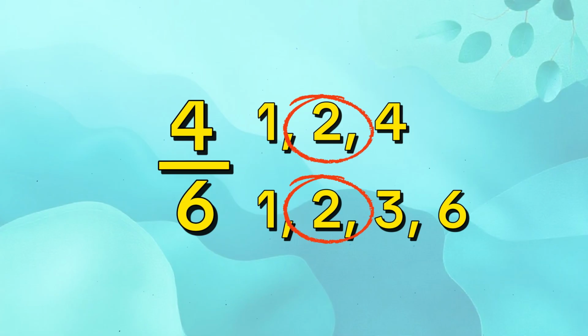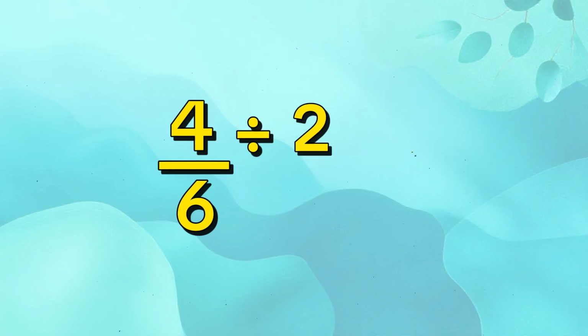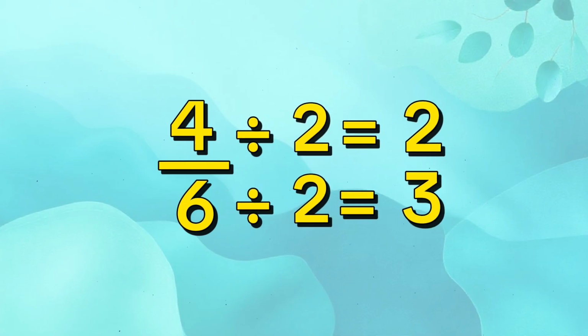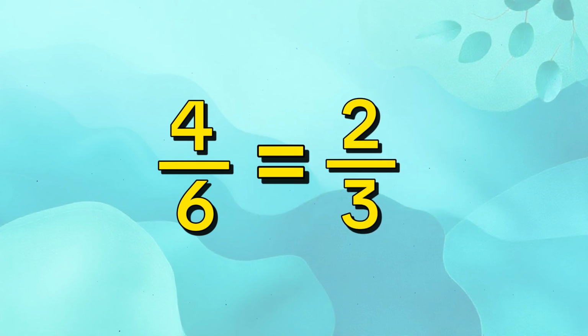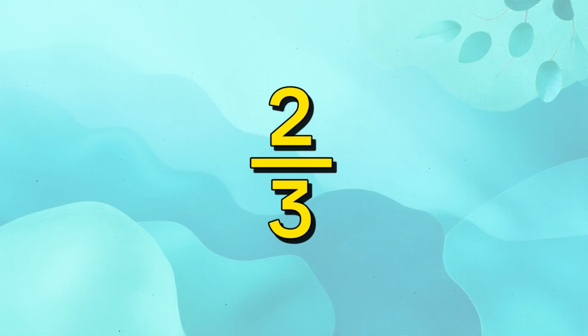Since both 4 and 6 can be divided by 2, we divide. 4 divided by 2 equals 2. 6 divided by 2 equals 3. So 4/6 simplifies to 2/3. This would be our final answer. Let's try another one.